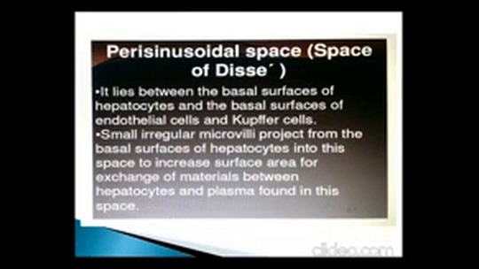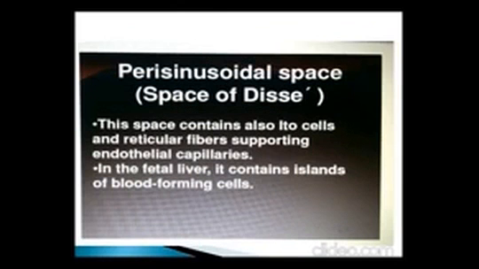Perisinusoidal space, the space of Disse. This space contains also the Ito cells. So we'll be dealing with what these Ito cells are.